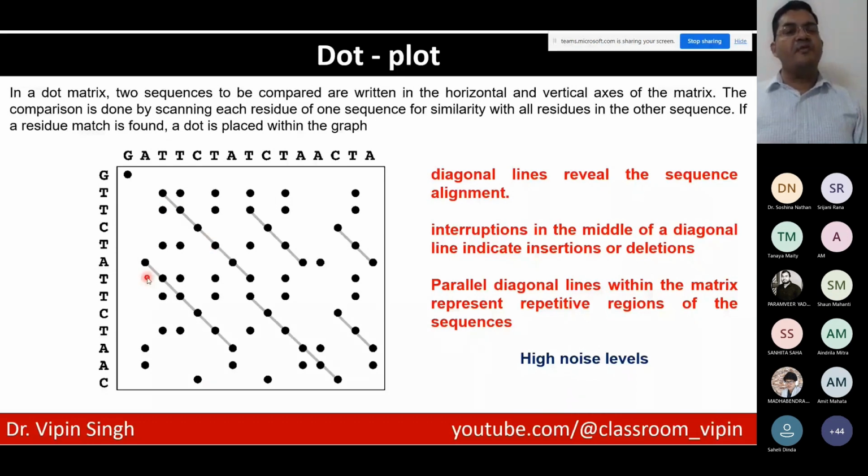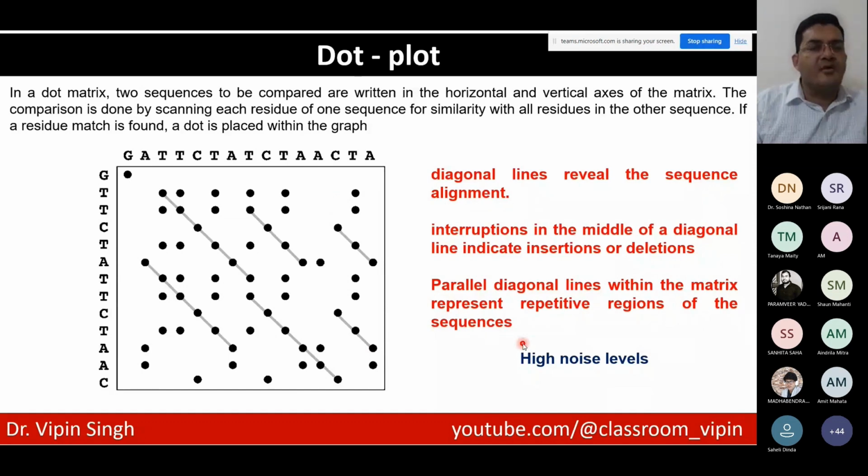So what this does is if you get a central diagonal end to end, the two sequences are exactly similar. Otherwise, when you get something like this, there is a part that is similar here, there is a part that is similar here, and in between there is some insertion or deletion or something that is happening. So diagonal lines reveal the sequence alignment. Interruptions in the middle of a diagonal line indicate insertion or deletion. Parallel diagonal lines within the matrix represent repetitive regions of the sequences. For example, here is a repetitive sequence, this one, right? So parallel diagonal lines can indicate repetitiveness.